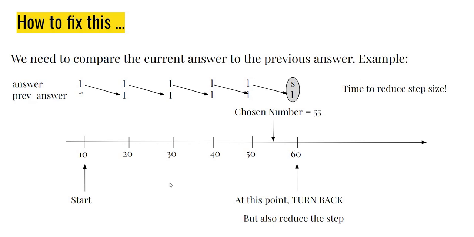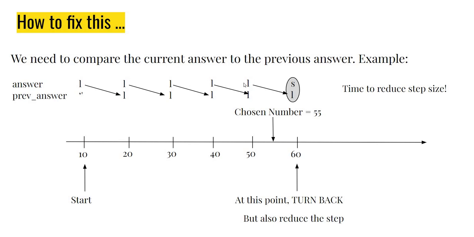Let's take an example. Let's say again, the chosen number is 55. Say I start at 10. My answer will be large because the number is larger than 10, but my previous answer, I start with an empty string. When I come to the next attempt, the computer guesses 20. And I say, okay, let me look at the previous answer. There was L, and hence my previous answer becomes L. Now, in this case, both these answers are the same. So I don't need to do anything. There has been no change.